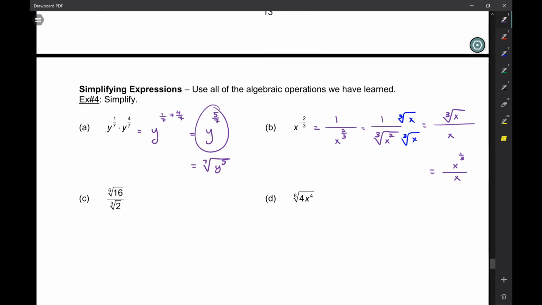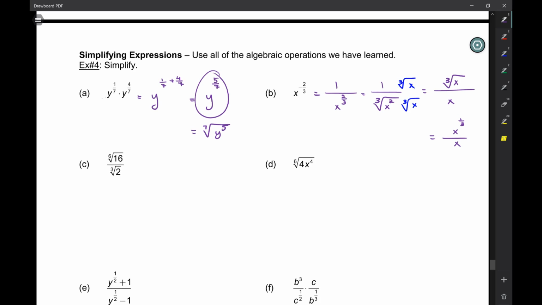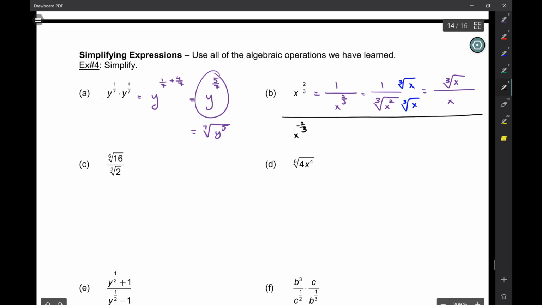Okay, that same problem, right? I'm going to show you something else. And eventually that's what I want us to do. So what I'm going to do is I'm just going to erase this part for a minute to make room for myself. Okay, so what did we have here? We had x to the negative 2 over 3. So I'm going to show you a second way to do it.